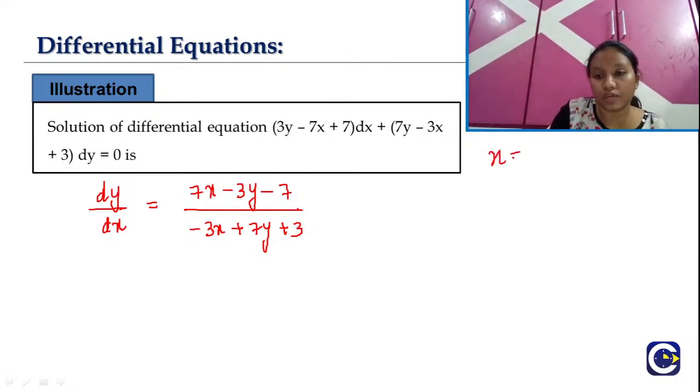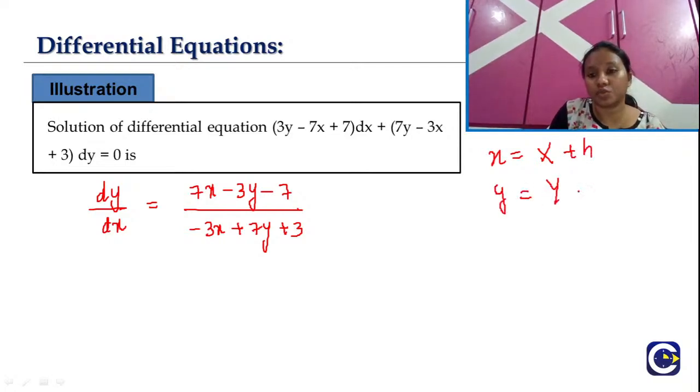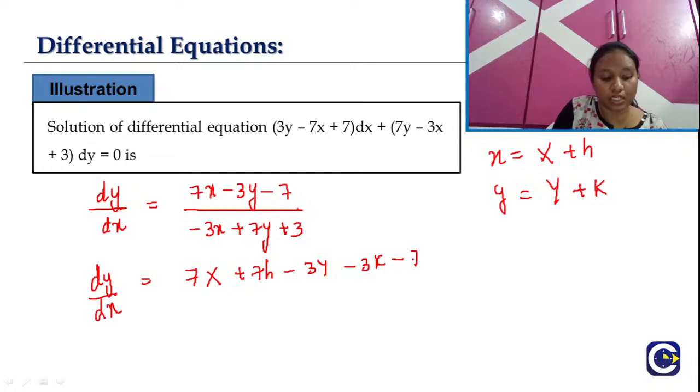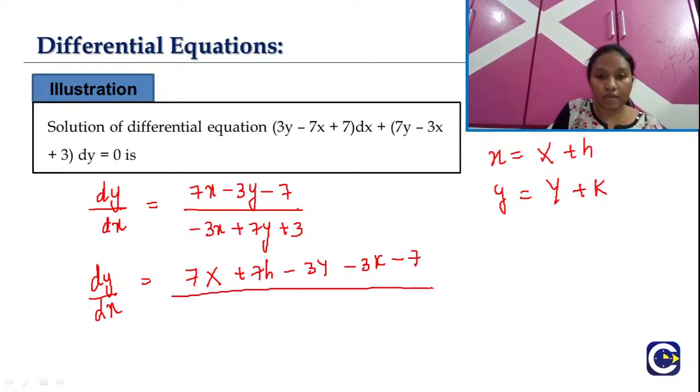So in place of x, the substitution will be x plus h. In place of y, the substitution will be y plus k. So after substitution, let's substitute that here. It will become 7x plus 7h minus 3y minus 3k minus 7. Same way in the denominator, minus 3x minus 3h plus 7y plus 7k plus 3.